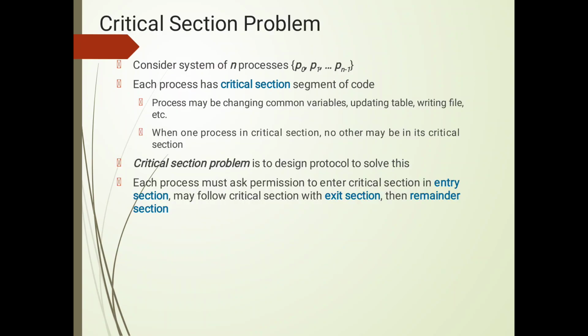The critical section problem: consider a system of n processes, P0 to Pn-1. Each process has a critical section, a segment of code where the process may be changing common variables, updating a table, writing a file, etc. When one process is in its critical section, no other may be in its critical section. The critical section problem is to design a protocol to solve this. Each process must ask permission to enter its critical section in an entry section, which may be followed by an exit section and then the remainder section.